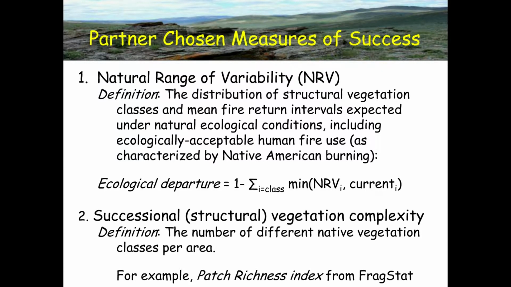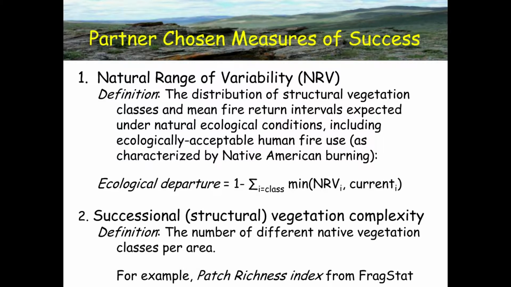The one thing is departure from the natural range of variability, which is defined as a distribution of structural vegetation class and mean fire return intervals under natural ecological conditions. It's pretty much what you would call pre-settlement conditions. It doesn't need to be pre-settlement. And it includes acceptable human use. There is a formula here that I would like to point at, but ecological departure, it's a dissimilarity index. And for those of you who've worked with LANDFIRE, you'll know that's the formula to calculate fire regime condition class. So you actually sum over the different seral classes in the reference condition, and the departure with the uncharacteristic stuff like cheatgrass gives you a measure of 0 to 100% of departure.